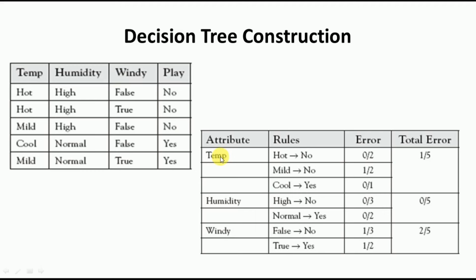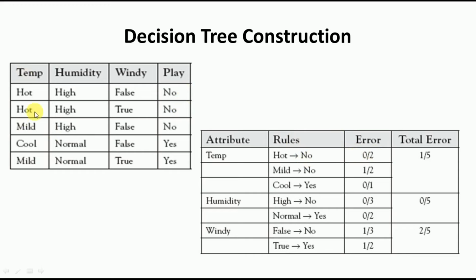So first I will consider the attribute temperature. Now if you see this temperature, there are three possibilities: hot, mild and cool. How many times is hot appearing? 2 times. Both of them are no. So there is no yes. So what should be the rule? Both the possibilities are no. So definitely hot should be equivalent to no, and both the decisions are correct because both of them are no only. So 0 out of 2 are the errors.